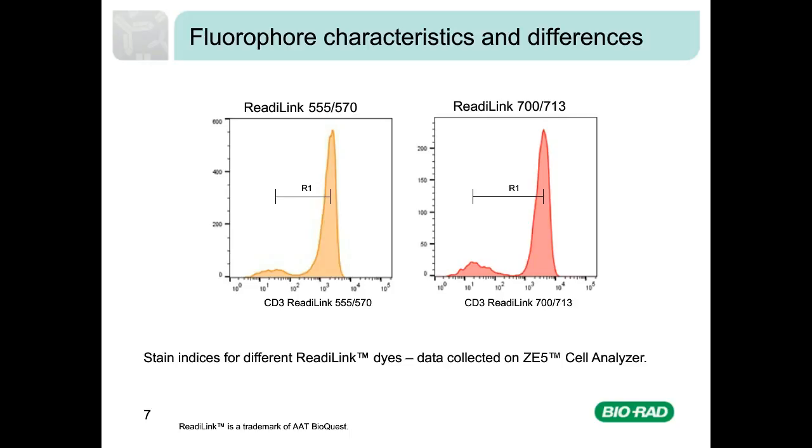The brightness of a fluorophore is important if the antigen or cells being detected are not abundant, and is important for signal resolution when assembling larger multicolor panels.